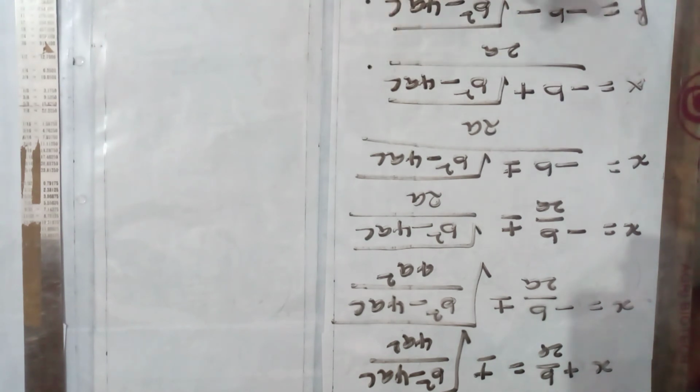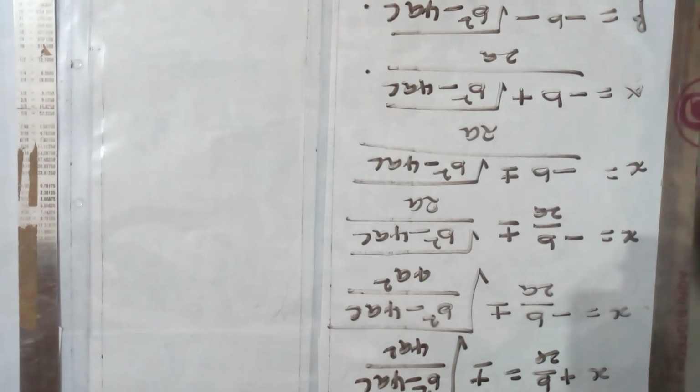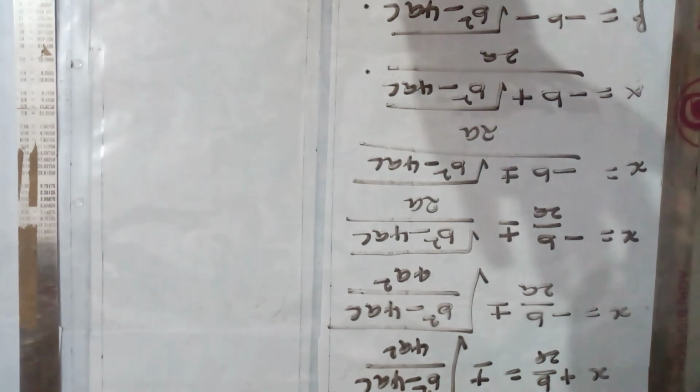Therefore, we have minus b plus under root of b square minus 4ac by 2a as one root. Beta is equal to minus b minus under root of b square minus 4ac by 2a, which is the second root. Hence, the quadratic formula has been derived.